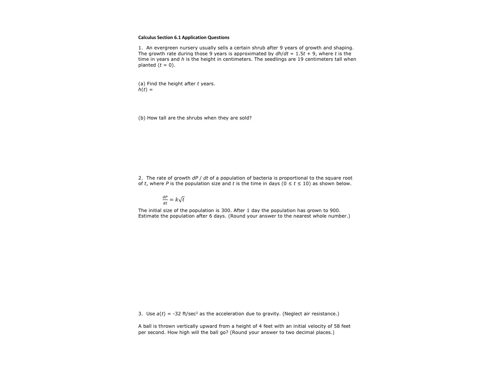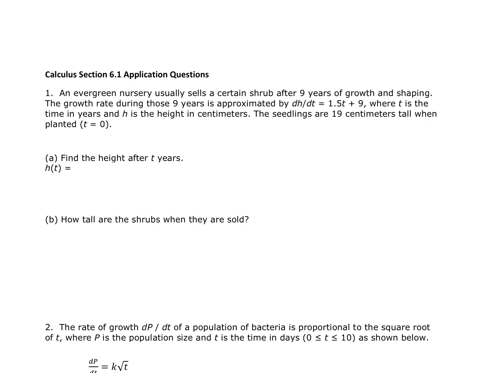So number 1 says an evergreen nursery usually sells a certain shrub after 9 years of growth and shaping. The growth rate during those 9 years is approximated by dh over dt equals 1.5t plus 9. So this here, because it says dh over dt, this is our derivative, where t is the time in years and h is the height in centimeters. The seedlings are 19 centimeters tall when planted, so when t equals 0. Find the height after t years. So we want to find our original function.